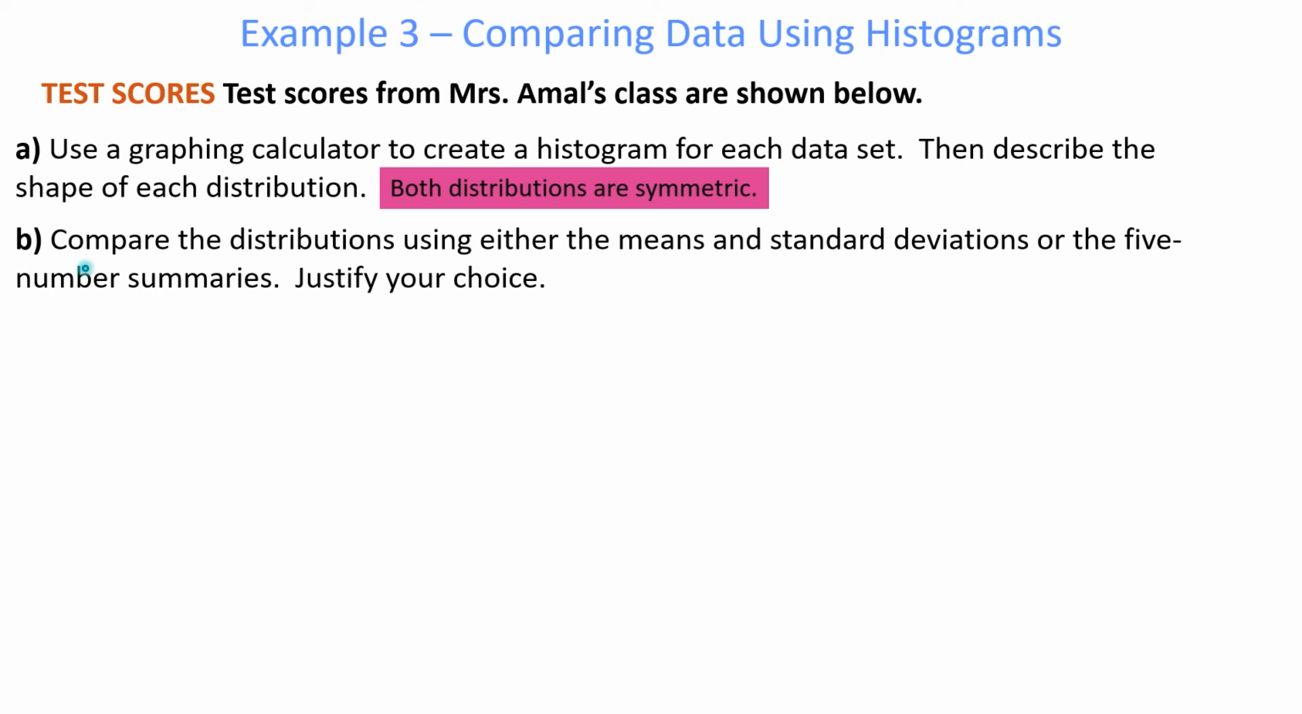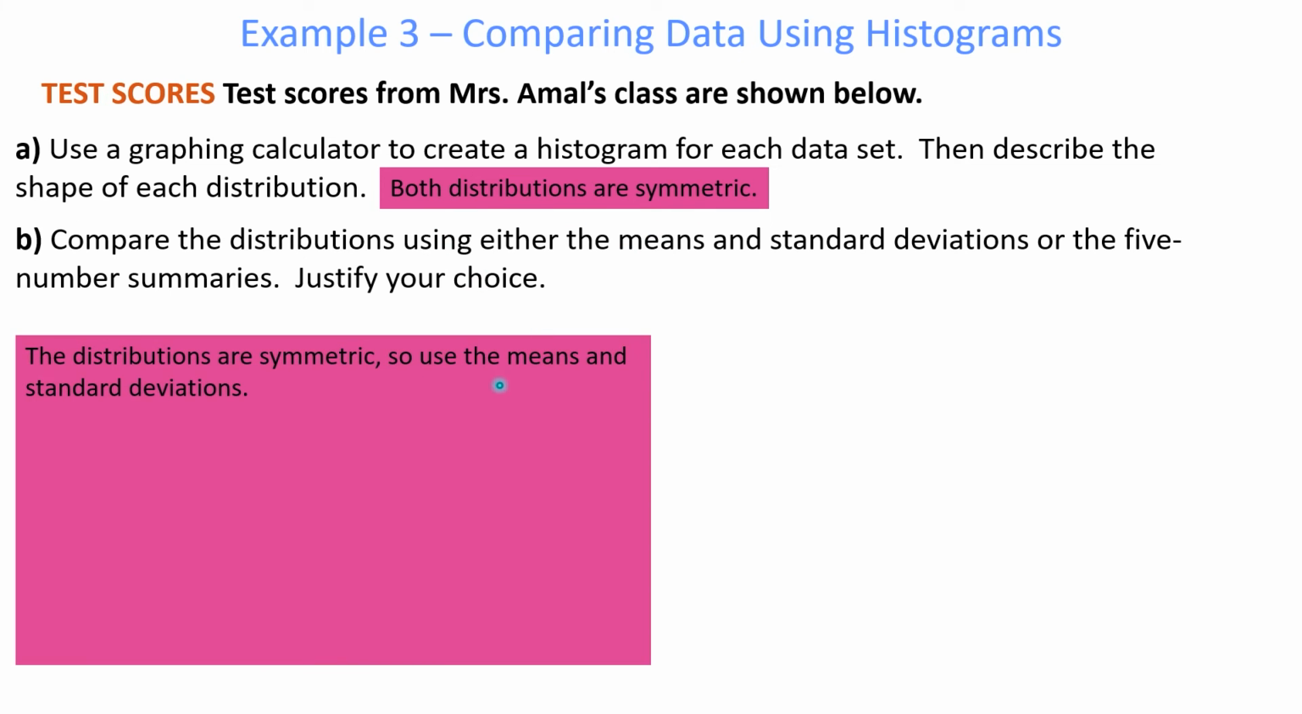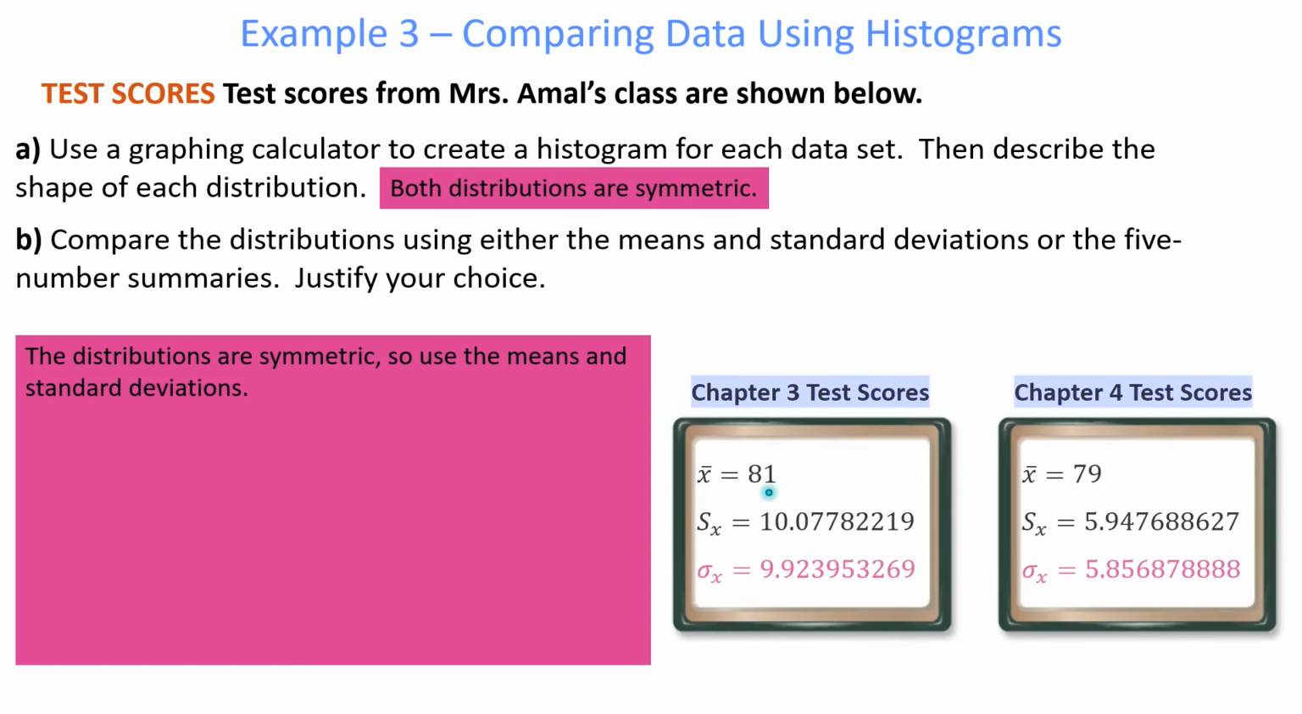Part B. Compare the distributions using either the means and standard deviations or the 5 number summaries. Justify your choice. Now, since both distributions are symmetric, we use the means and standard deviations to compare the data. And here are the values. Now, because this is a population, we use sigma x for the standard deviation to compare these two values.